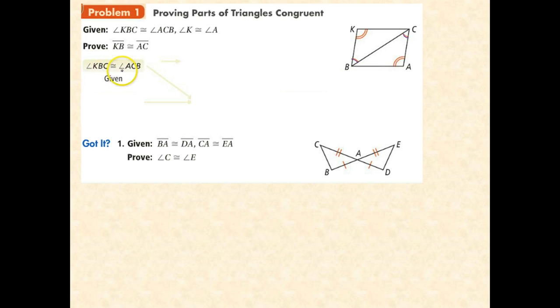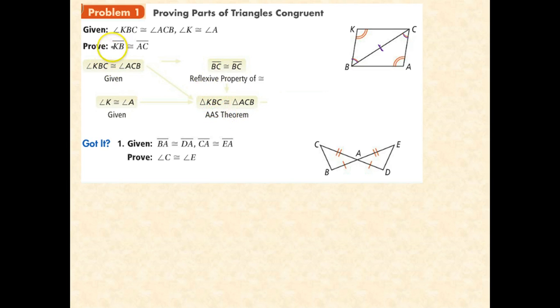Angle KBC is congruent to angle ACB, that is given. Angle K is congruent to angle A, that is also given. Segment BC is congruent to itself. That is by the reflexive property of congruence. Now we have angle, angle, side. Angle 2, angle 1, then that side. So we can say that triangle KBC is congruent to triangle ACB by angle, angle, side.